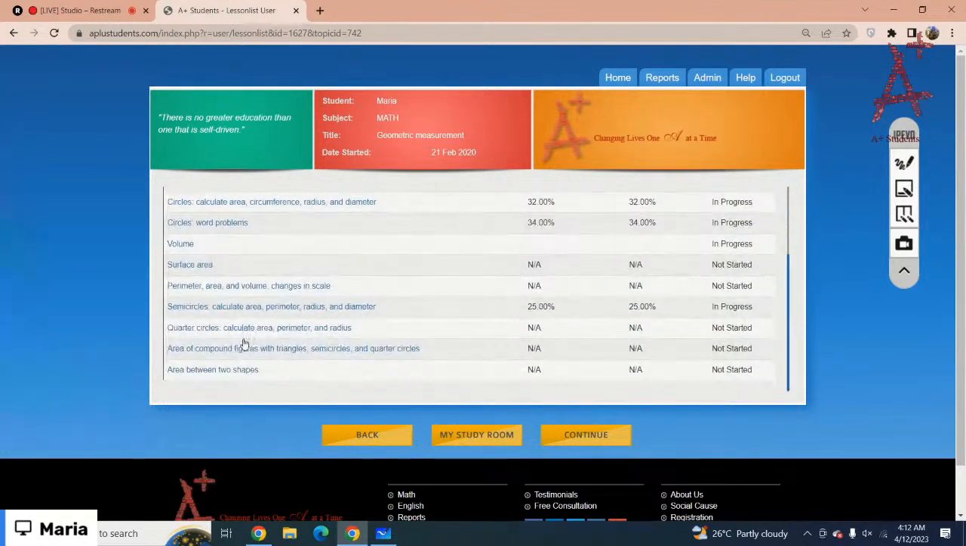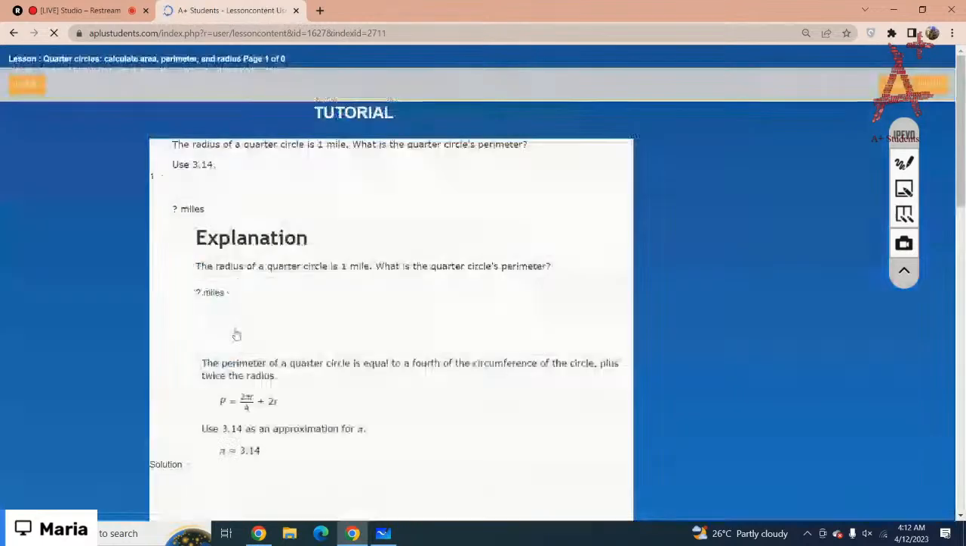The next lesson is quarter circles: calculate area, perimeter, and radius. Now we're going to learn how to solve the quarter circles. Got it? The radius of the quarter circle is 1 mile. What is the quarter circle's perimeter? You have to calculate the quarter circle's perimeter. The perimeter of the quarter circle is equal to a fourth of the circumference. Got it? That means you need to divide the circumference of the circle by 4 and add twice the radius. Got it?